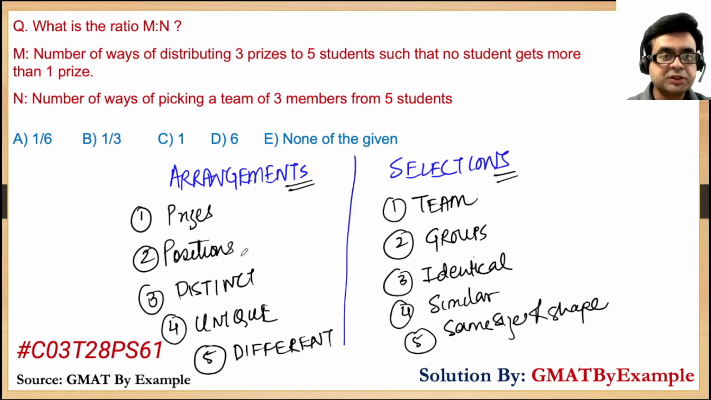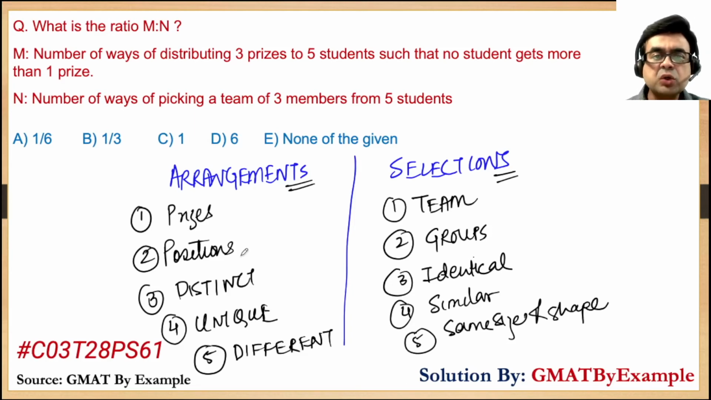Similarly, selections is another way to say arrangements are not important, and should trigger when you are selecting a team. However, we just talked about that if the team has a captain, a vice captain, and other members, then arrangements may be important. Team, groups, identical, similar, same size and shape, all of these should trigger in your mind. Doesn't look like arrangement is going to be important, but let me read through the context of the question and really understand it. Hopefully this was clear.